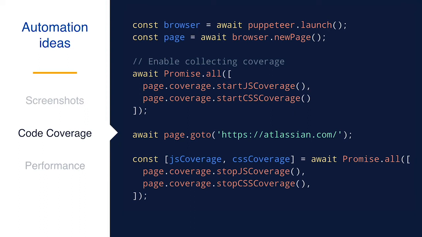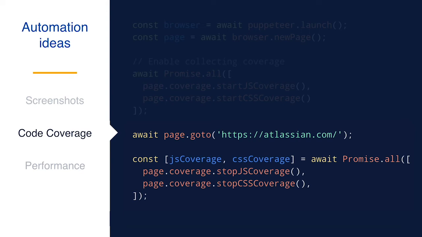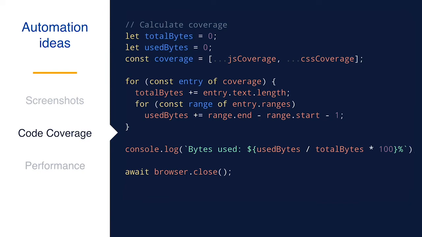So this time, before we navigate to the page, we need to tell Puppeteer that we would like to enable the coverage. And next, we can navigate to our page. So in our example, it's again Atlassian.com. And then Puppeteer will start collecting the coverage for us. So once the page is loaded, we can get the results, and then we can just stop collecting the coverage. And this is the second part of the same script.